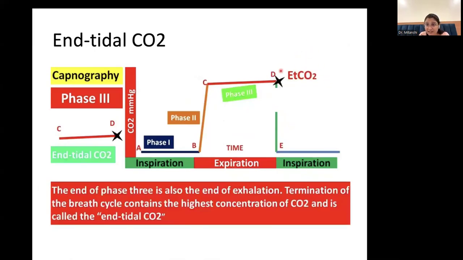Then comes my EtCO2. EtCO2 is the end of phase 3 and is also the end of exhalation. Termination of the breath cycle contains the highest concentration of CO2 and is called end tidal CO2, like we discussed. Here, the maximum amount of CO2 is available to me at the end of my expiration. It's very important to understand this concept. Once you understand this concept, you'll be able to answer all the questions asked in your exam.